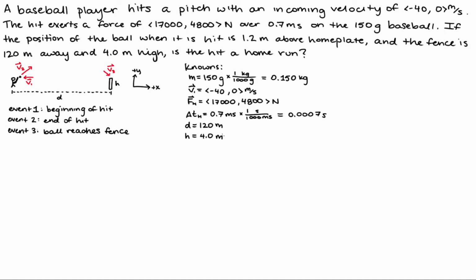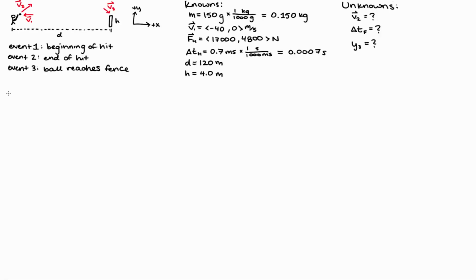The unknown quantities that we want to find are the velocity of the baseball after it leaves the bat, marked V2, the duration of the baseball's flight, marked delta TF, and the height of the baseball when it reaches the fence, Y3. We will start by finding V2 using the momentum principle.